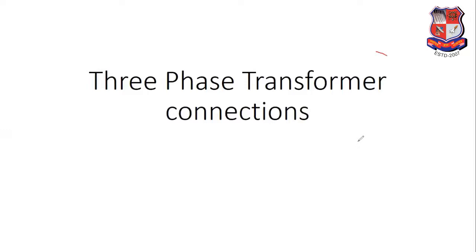Now, the 3 phases in the primary as well as secondary side of the transformer can be connected in different ways. This different connection of the transformer depends on its particular advantages and disadvantages. So, in this lecture, we can see how the transformer is connected, and due to these different types of connection, what will be the change in the output voltage.